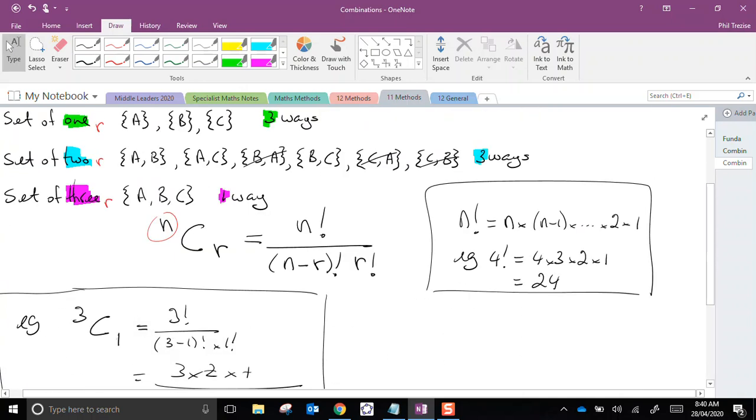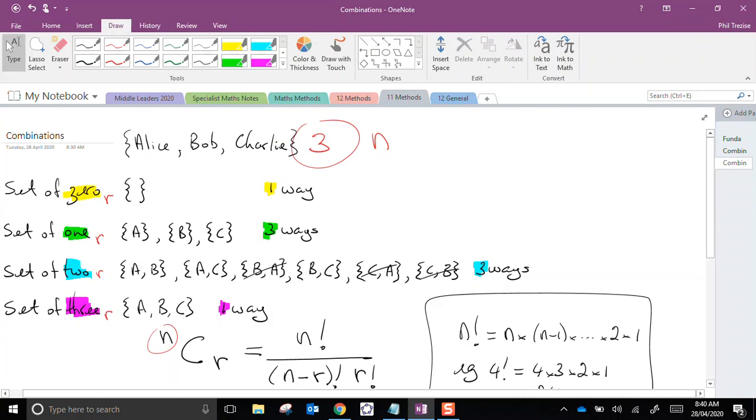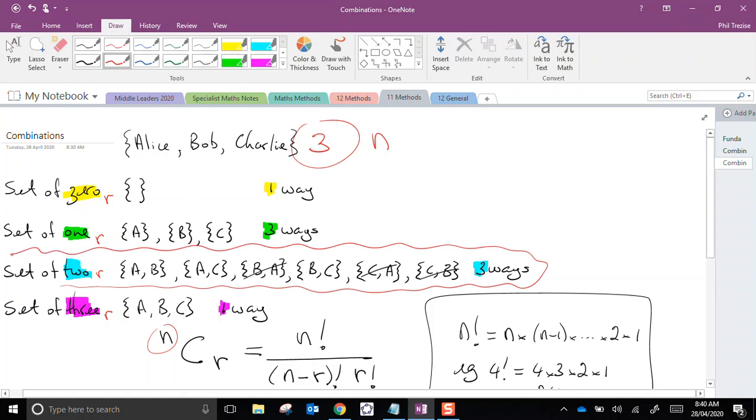Now I should emphasize that in this process, particularly if we look back here, where's my red pen gone? When I look back at this one, the order in which the people were selected didn't matter. So we use combinations when the order does not matter.